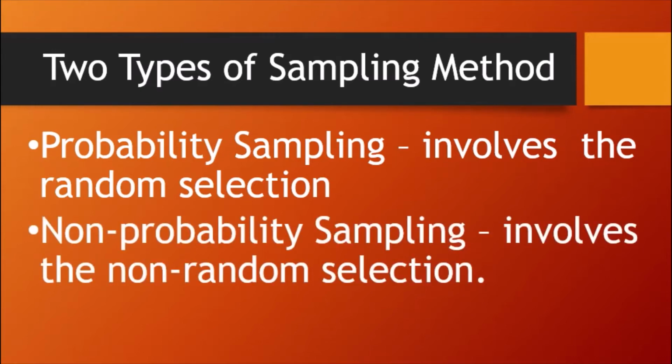The other one is the non-probability sampling method. It involves non-random selection. In probability sampling, everyone has an equal chance to be selected. In the non-probability sampling method, not everyone has a chance to be selected.